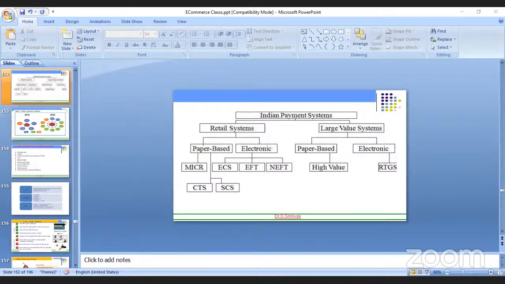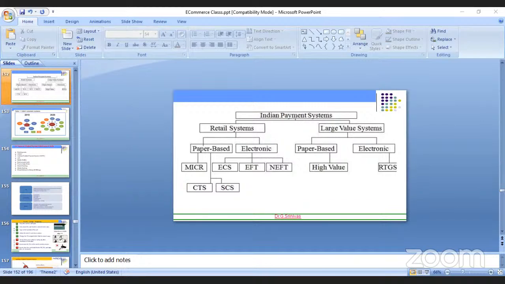To do RTGS also, we need the IFSC code, the full account number of the beneficiary and the name of the beneficiary. So this is RTGS, real time gross settlement system. Nowadays companies use this real time gross settlement to transfer huge amounts. There is a minimum limit of 2 lakhs and there is no upper ceiling for RTGS.